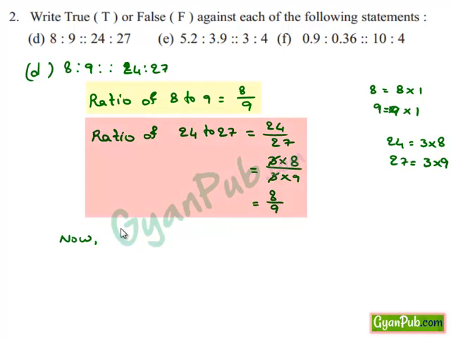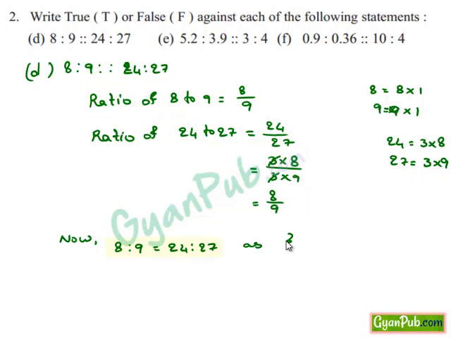Now from the above two ratios, we can observe that 8 is to 9 is equal to 24 is to 27, as 8 upon 9 is equal to 8 upon 9. We know that if two ratios are equal, then they are in proportion. Therefore, the given statement that 8 is to 9 is in proportion with 24 is to 27 is true.